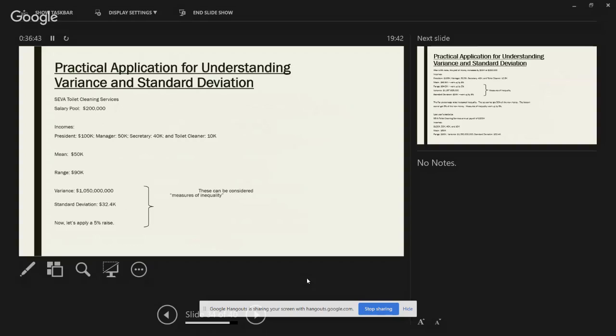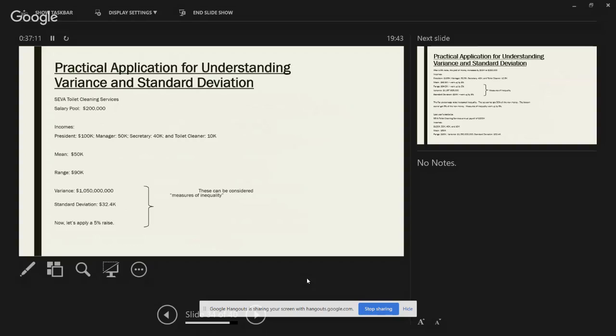Let's say there is this Seva toilet cleaning service, and their salary pool is $200,000, and there are 5 people working in this company. One is the president, then the manager, the secretary, and the toilet cleaner. Sorry, 4 people are working in the company. The president gets a salary of $100,000. The manager gets a salary of $50,000, the secretary $40,000, and the toilet cleaner $10,000.